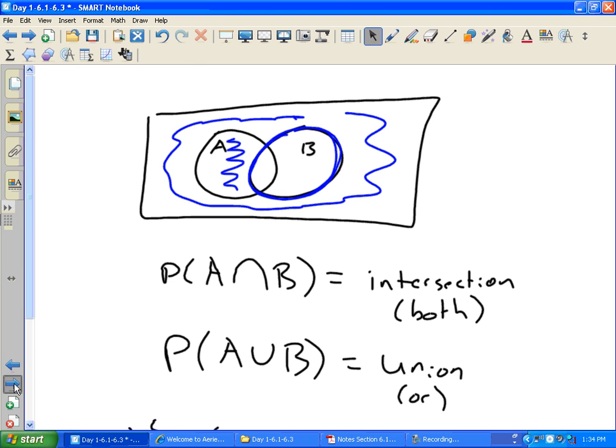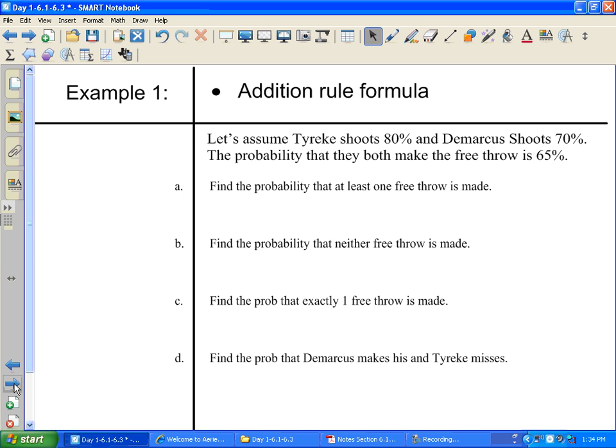Now we're getting into stat stuff. We're going to assume that Tyreek shoots 80% from the free throw line. DeMarcus Cousins shoots 70% from the free throw line. The probability at two different times, obviously, that they both make the free throw is 65%. You're going to use this information and answer these questions.